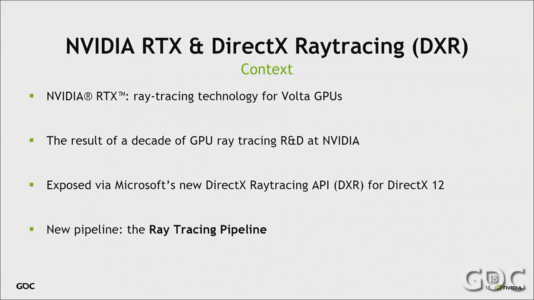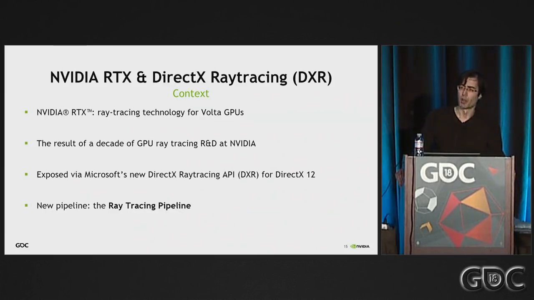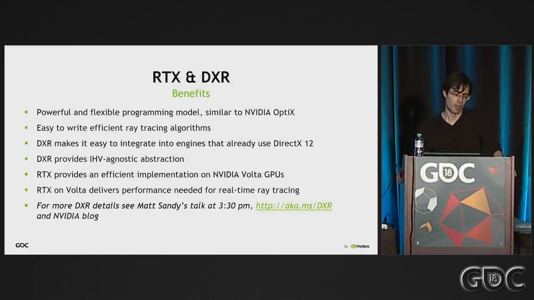NVIDIA RTX is our ray tracing technology for Volta GPUs. It is the result of a decade of GPU ray tracing R&D at NVIDIA, with products like the OptiX ray tracing API and the iRay photorealistic renderer. It is exposed via Microsoft's new DirectX ray tracing API for DirectX 12. And combined, they provide to you, the developers, a new pipeline that goes along the compute and graphics raster pipeline that you should be used to. We call this a ray tracing pipeline.